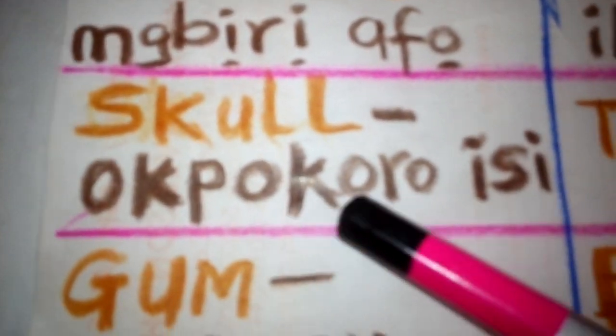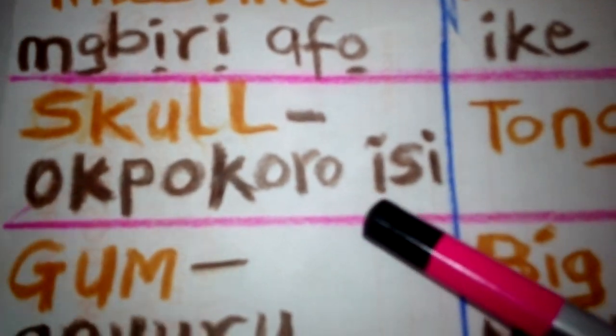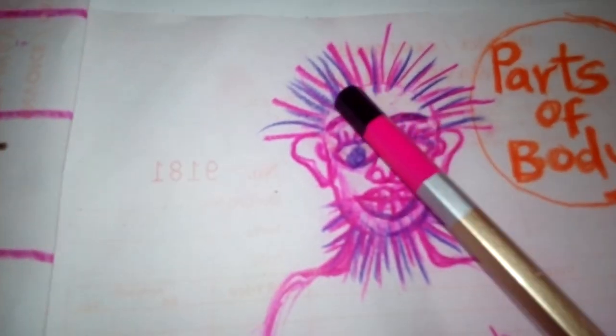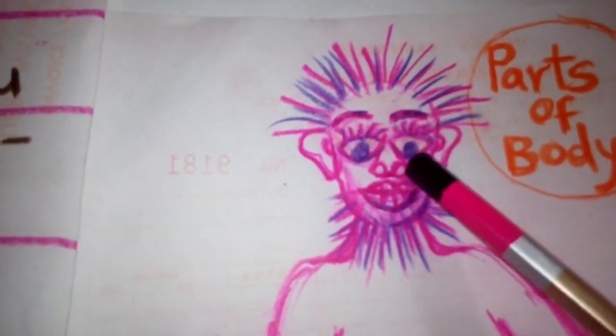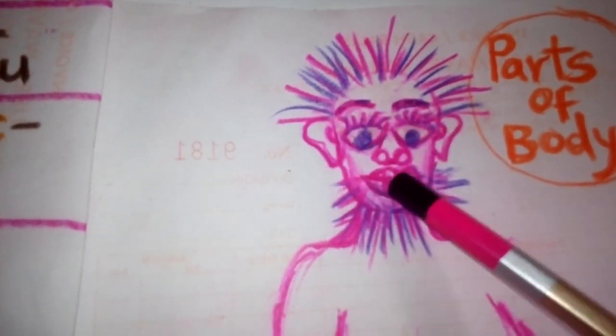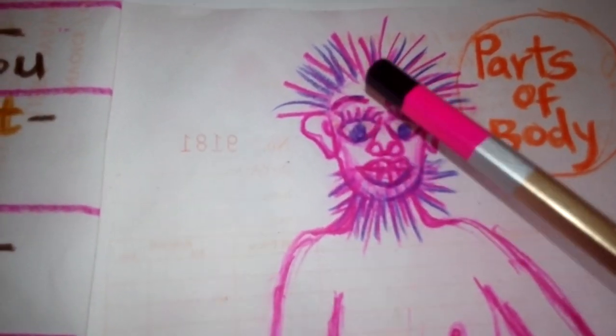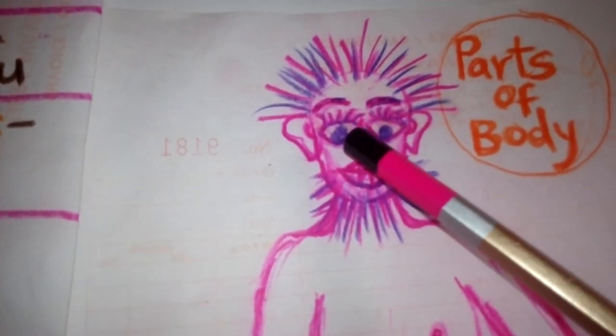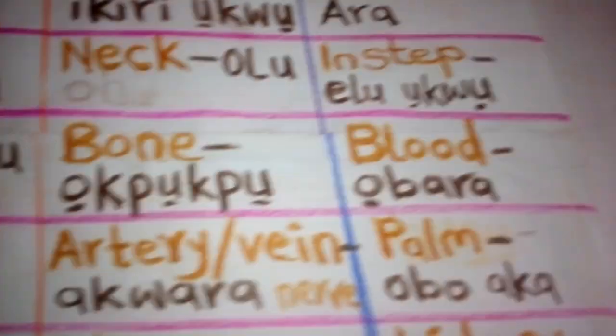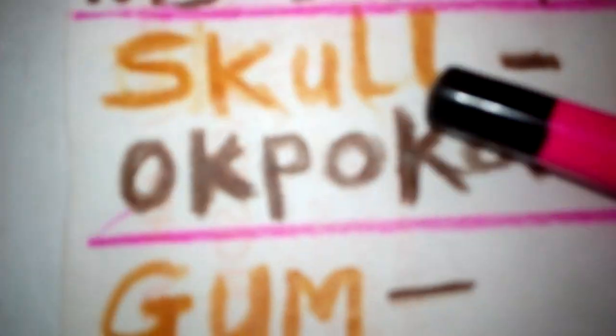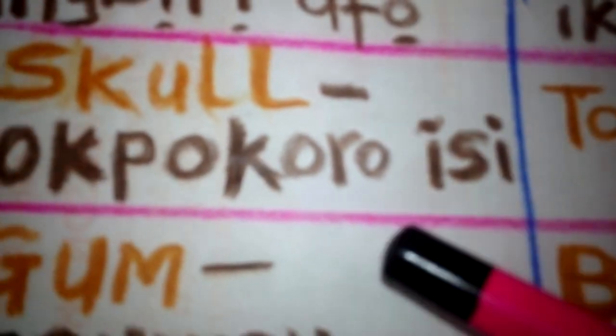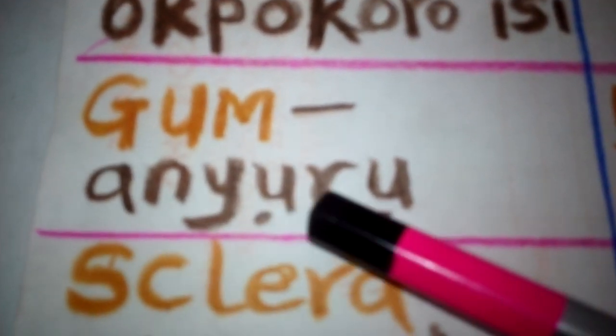Skull, okpokoro isi. Okpokoro isi is the bone inside the head. The bone of the head is what we call skull. That's okpokoro isi.